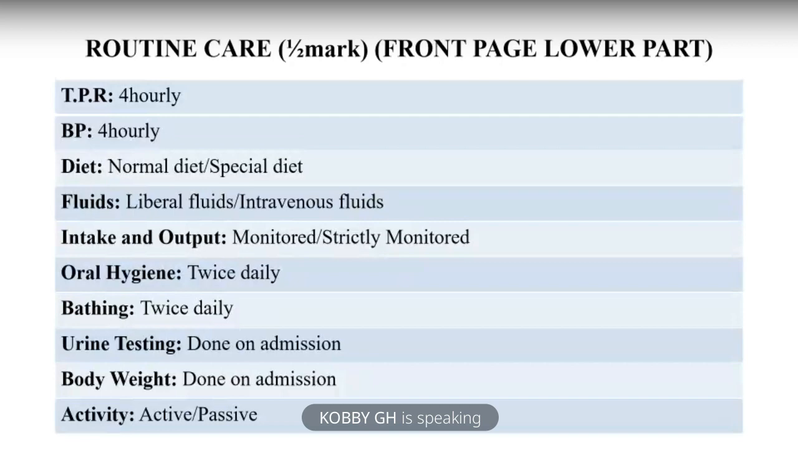Bath and you write twice daily. Sometimes some of you may add certain details, it's not a problem. So twice daily with Pepsodent, all those things, fine. If you have time to write all those things, it's good. The bathing twice daily, the urine testing done on admission, the body weight done on admission, the activity, either you are writing active or passive, and details of how you get to write active or passive. All those things have been dealt with on the page.